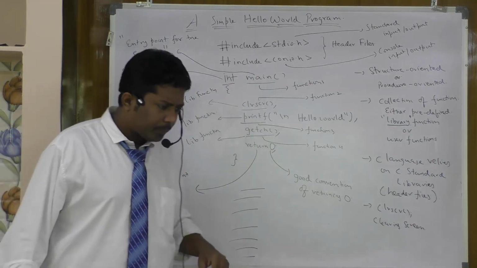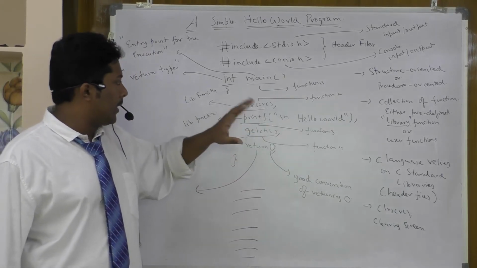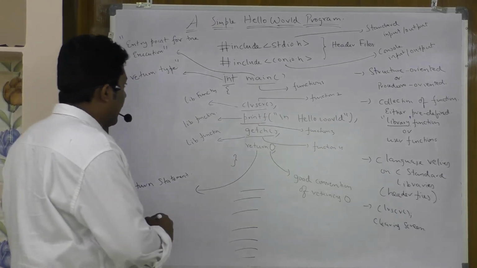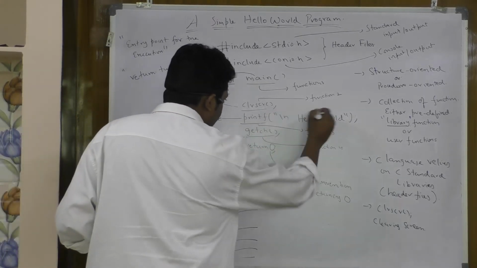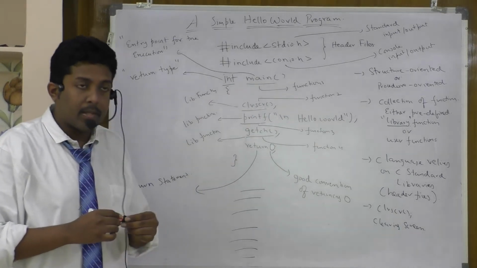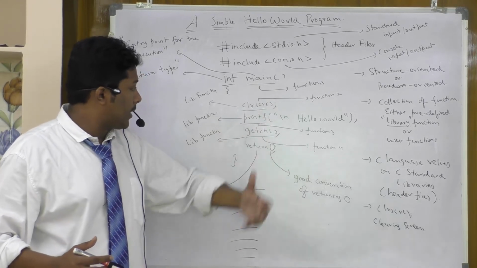And printf is the most commonly used standard output function, which is used to place some text. Whatever you write within the printf statement, within these quotations, is automatically transferred to the standard output device, which is the monitor.